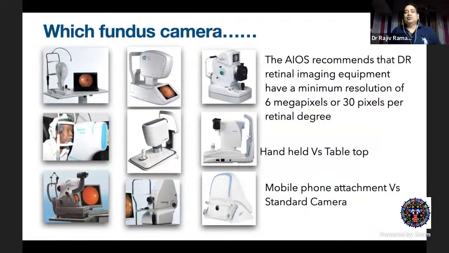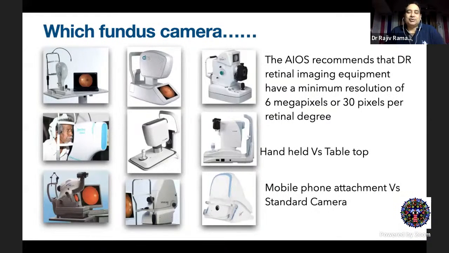Which fundus camera to use? In the last 5-6 years, the retinal cameras, the non-mydriatic cameras, have really become affordable. It is not in the range of 2-digit lakhs. It is now available at a very low cost, and there are a variety of them. AIOS recommends that retinal imaging equipment should have a minimum resolution of 6 megapixel or 30 pixels per retinal degree. Whether to use a handheld or a tabletop, both have their advantages.